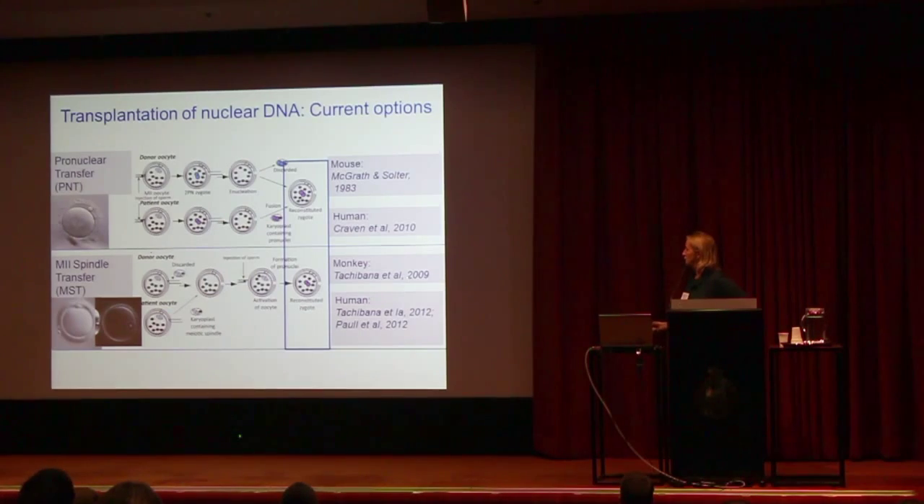Proof of concept studies for this were first published in the monkey in 2009, and then the same group published it in a human in 2012, and another New York-based group published at the same time. So this has been mainly taken forward in the US, and this is the approach we've been exploring in Newcastle. There are clear differences between the procedures: for pronuclear transfer you've got to create an embryo in order to do the procedure, whereas here you can work with unfertilized eggs. But here you can see the nucleus, here you can't.